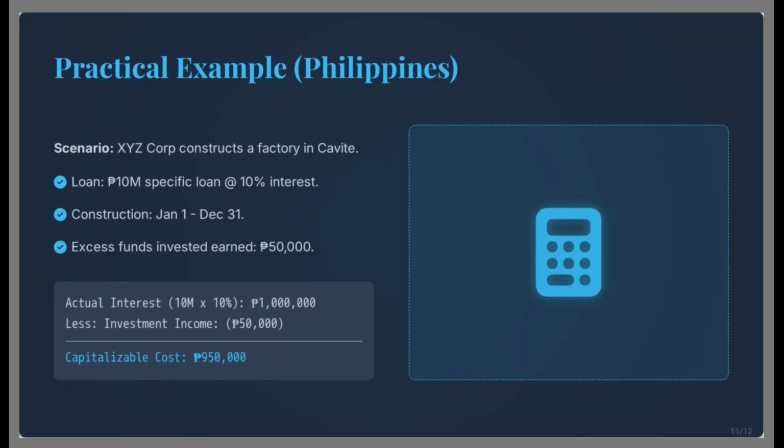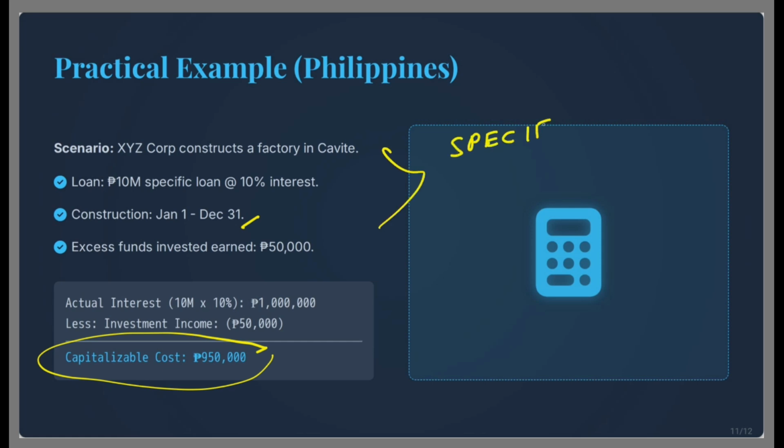So, mayroon tayong practical example, no? XYZ Corp constructs a factory in Cavite. Loan is specific at 10% and construction is January to December. Excess funds invested earned 50,000. So, ang capitalizable cost natin ay 950,000. So, ang dali lang, di ba? So, this is an example actually of a case where the borrowing is specific.